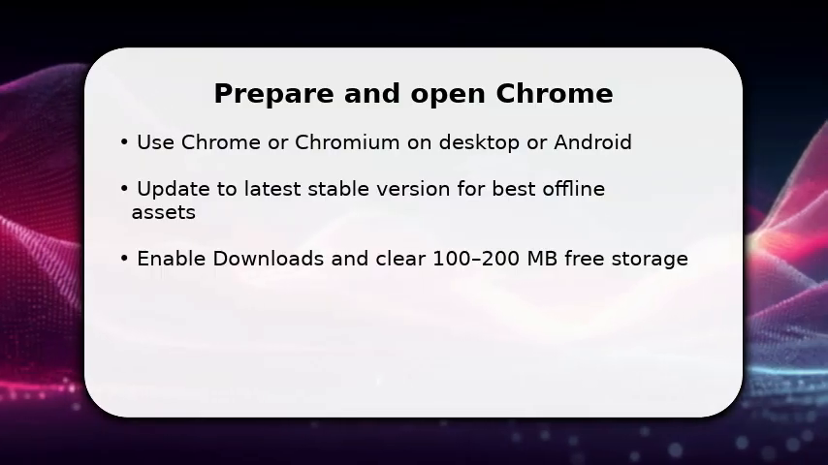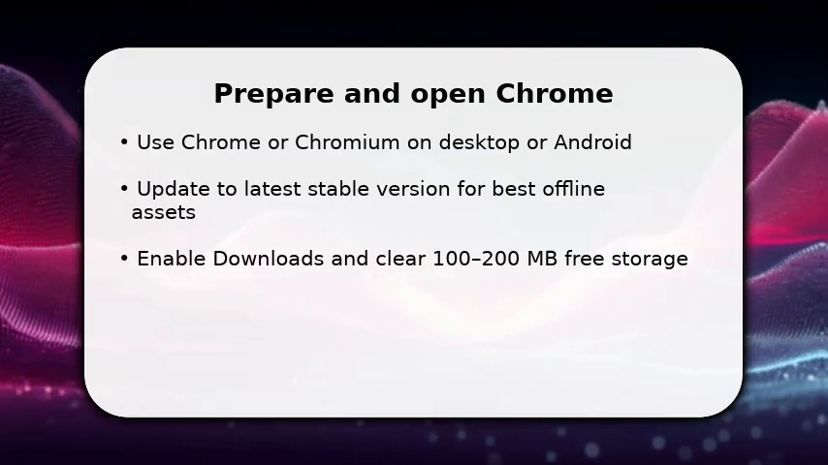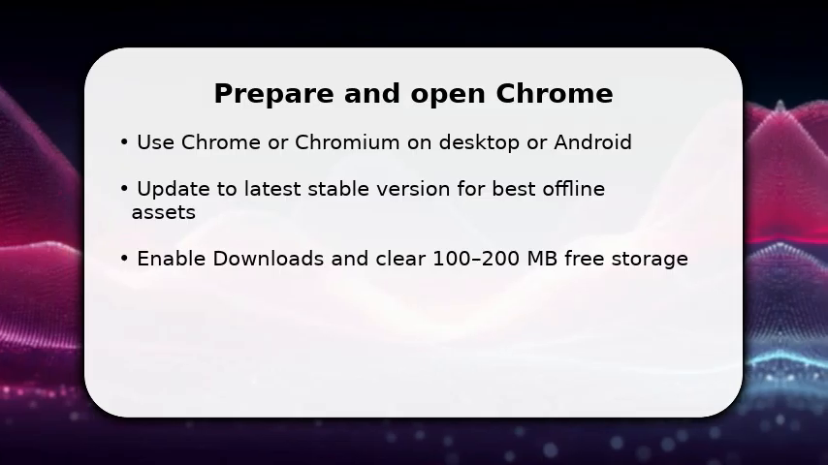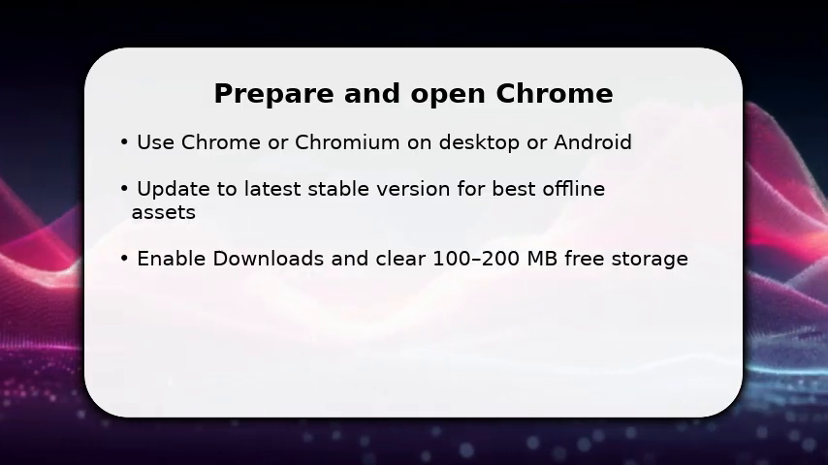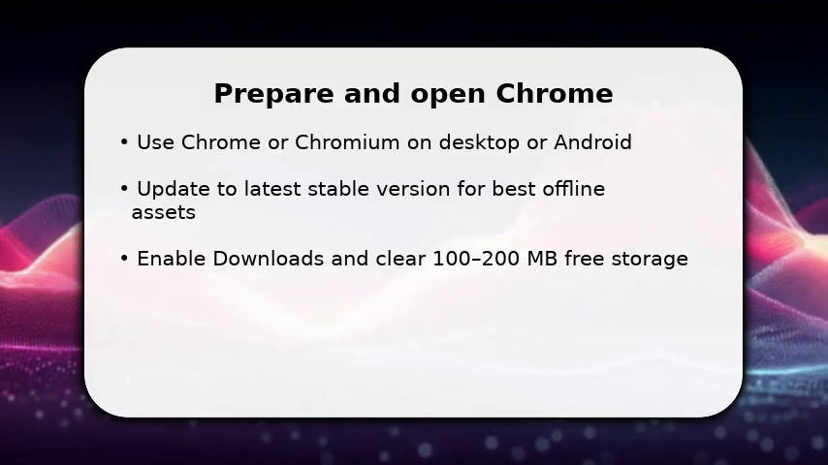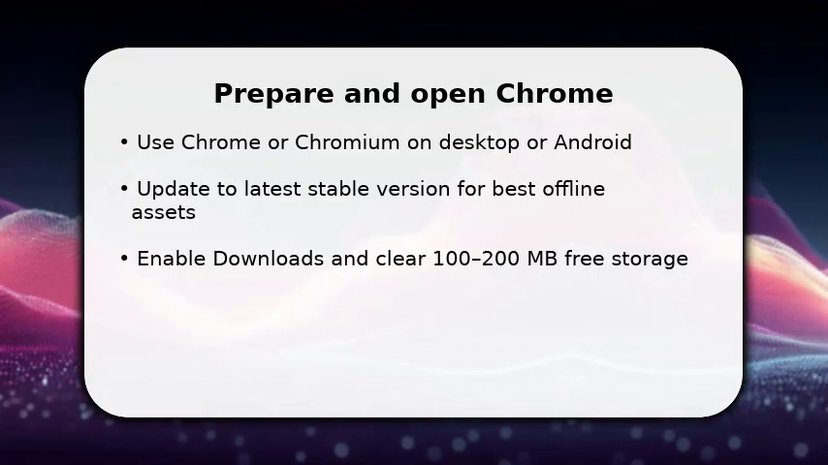You start by preparing the browser and device. Open Chrome and make sure it's updated. This ensures the offline game files and caching work. Once done, confirm you have at least 100 to 200 megabytes free so assets can be stored. To save time, close heavy apps and enable downloads if prompted.